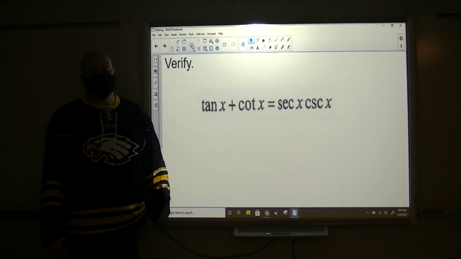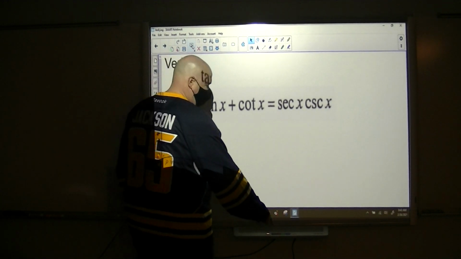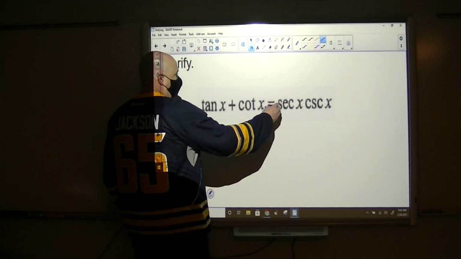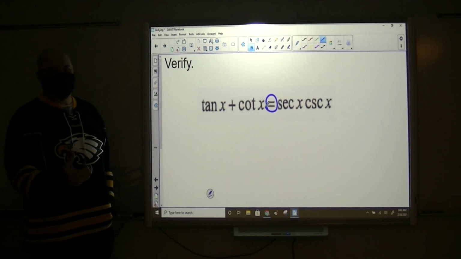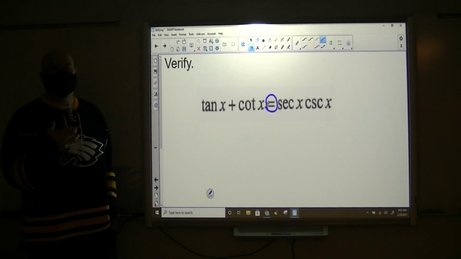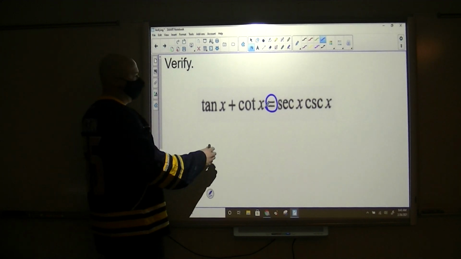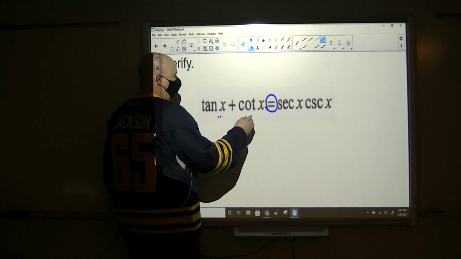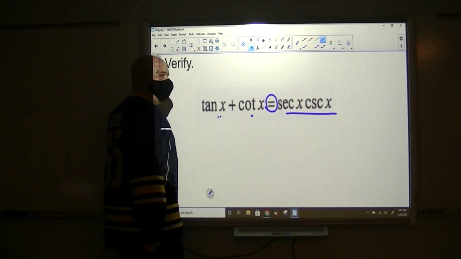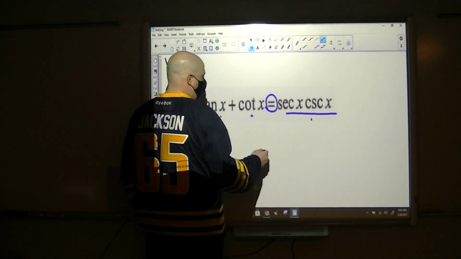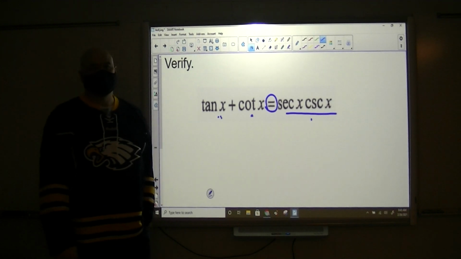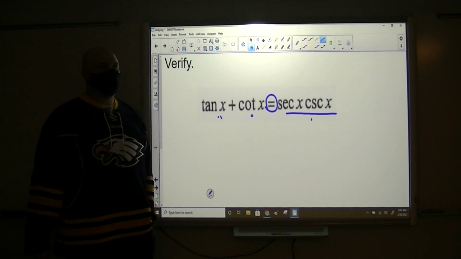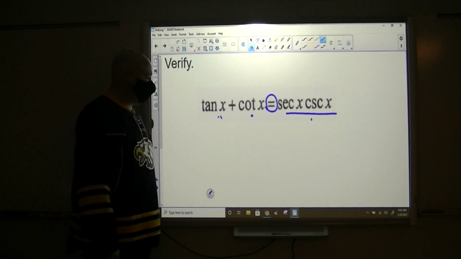So, verifications are different from simplifications because we have an equal sign in the middle. That equal sign is telling us it's our job, our task, to take this and make it look like that. Make the left side look like the right side. And they don't look the same, okay?